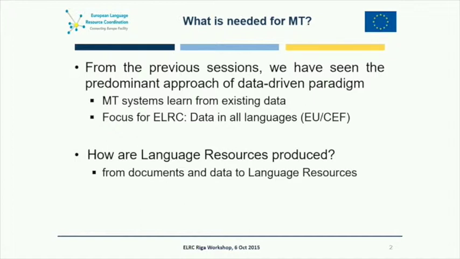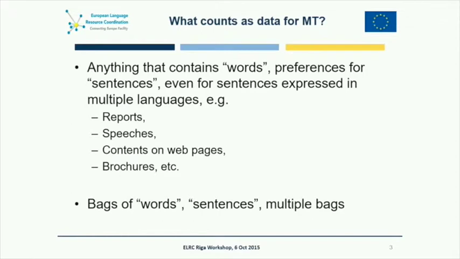But to have an understanding of what this is, we would need to have a short understanding of how language resources are actually produced. So how do we come from general document data to language resources which can be used by machine translation systems? And to give you a short idea, I want to make this presentation for you. So first of all, what counts as data for machine translation? This is anything, really almost anything that contains words.